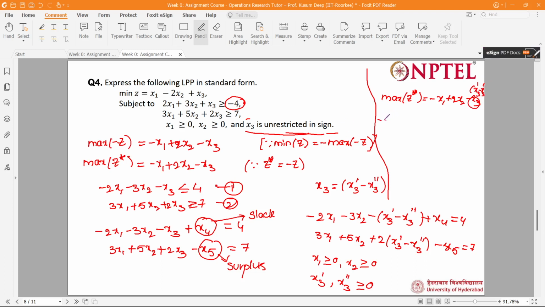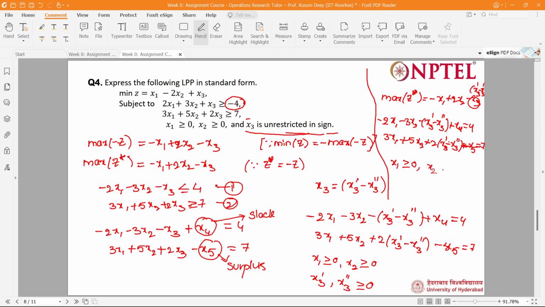And we have converted the inequalities into equations: x3 dash minus x3 double dash plus x4 equal to 4, and the other is minus x5 equal to 7. And the non-negative restrictions: x3 dash, x3 double dash greater than or equal to 0. So for the given problem, we can say that this is the standard form of an LPP.